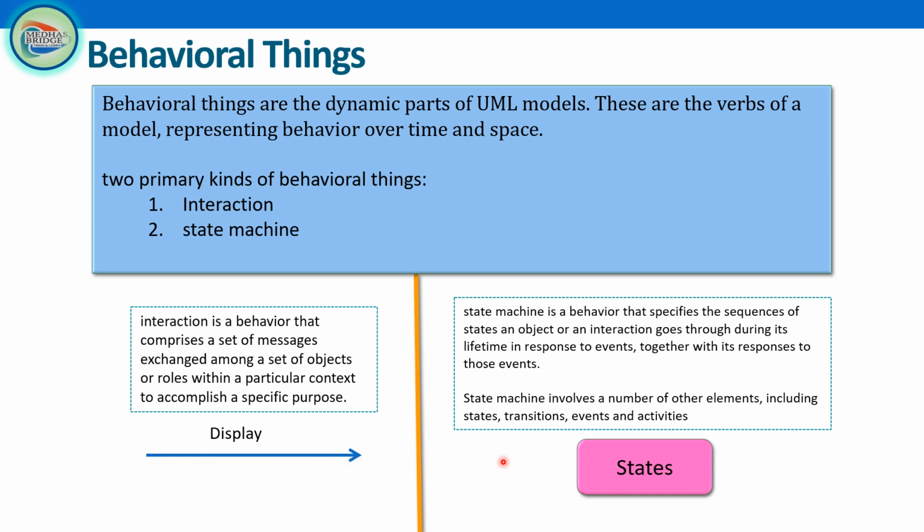Let's look at states and state machines. A state machine is a behavior that specifies the sequence of states an object or an interaction goes through during its lifetime in response to events, together with the response to those events. A state machine involves a number of other elements, including states, transitions, events, and activities.